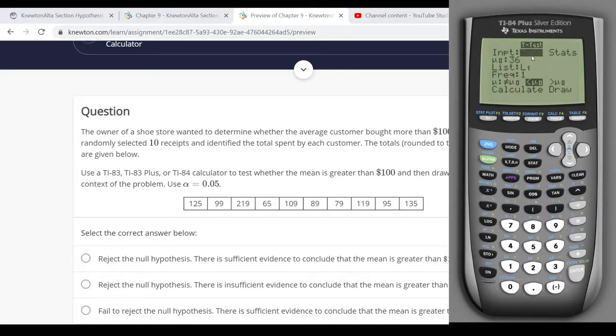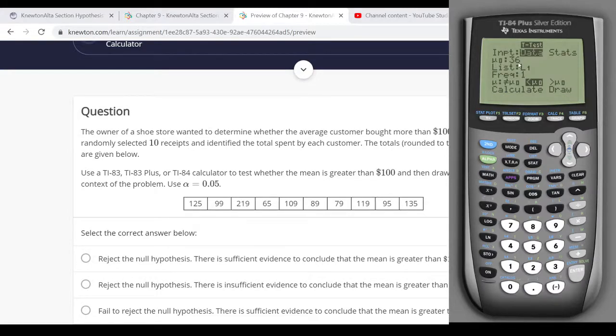And we have a list of data. Now, if you want, you can go to stats, but we don't know the sample mean, we don't know the sample standard deviation, so that's why I'm not going to use that part. But if we were given the sample mean and sample standard deviation, I'd use that. So I'm going to go to data.